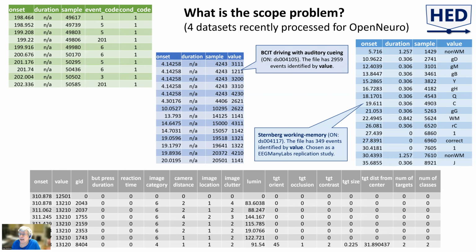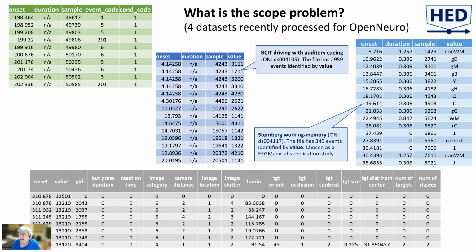The next study, also from UCSD, is an auditory visual attention shift. The event files have about 6,000 events in them, and they're encoded by a combination of the event code and condition code. The difficulty with the encoding here is that the event codes meant something different depending on the condition code, and sometimes they meant the opposite. And so this is confusing for users and makes it very error prone for analysis.